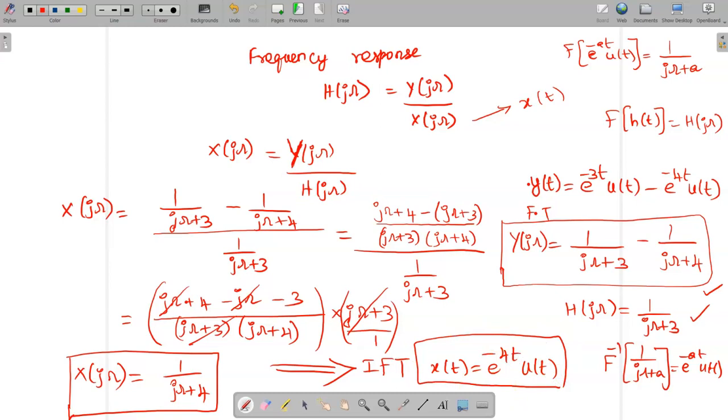Are you getting it? Here in the problem they have given H(jω) and y(t), so you can easily find X(jω), by taking the LCM, taking the reciprocal properly and cancelling out the necessary terms. Once you have done that, we have obtained X(jω). From X(jω) we can easily find the inverse Fourier transform. The inverse Fourier transform of this term is nothing but e^(-4t)u(t).